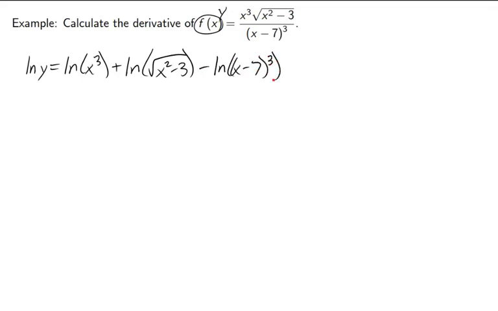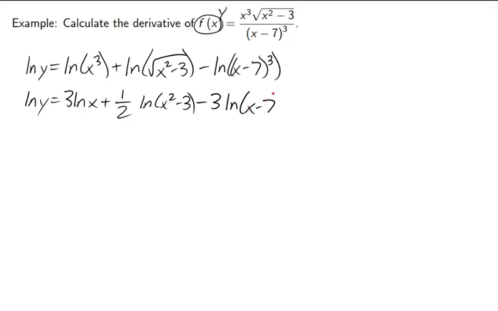When I took the log of both sides, I split the numerator into two pieces with a plus, and the denominator becomes a minus. Let's deal with these powers. So natural log of y equals 3 natural log of x plus 1/2 natural log of x squared minus 3. And then the last one is going to be minus 3 natural log of x minus 7. Now I can take the derivative.